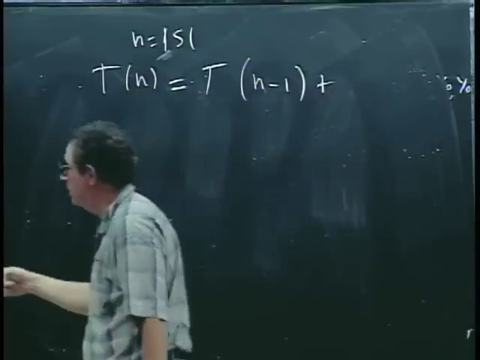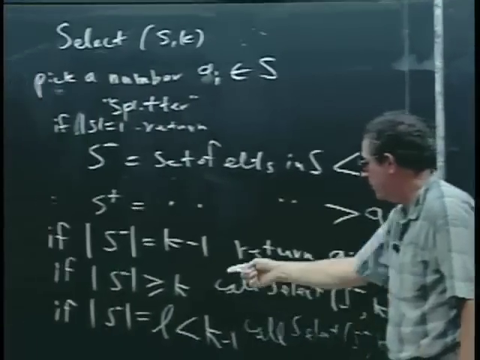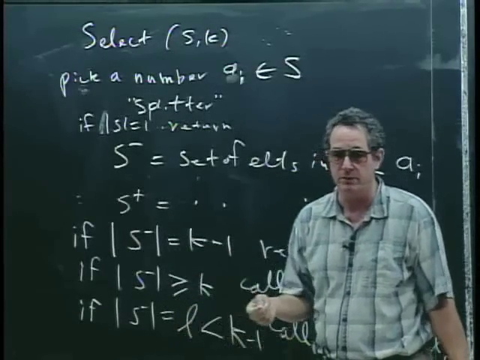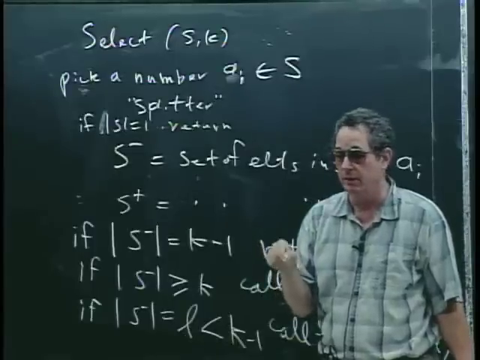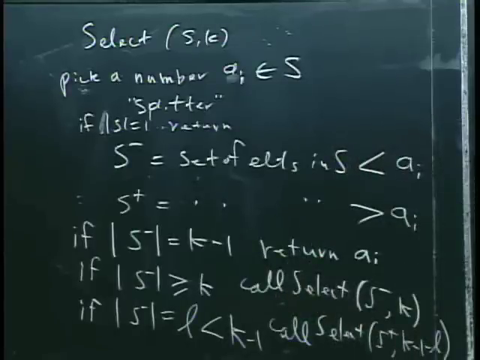And what are you doing to get there? You're picking a splitter. Well, that took only constant work, but now you're figuring out S minus and S plus. How do you figure out S minus and S plus? You're explicitly comparing AI to all the other elements. So this is Cn. Okay, that's for the comparisons.